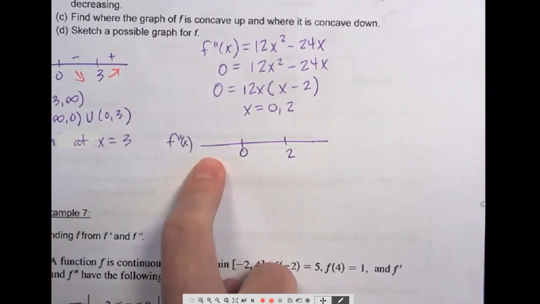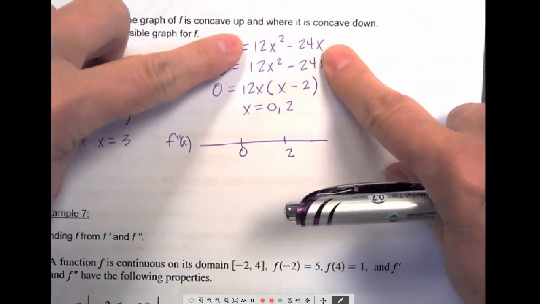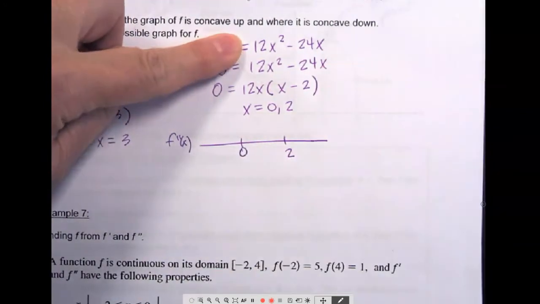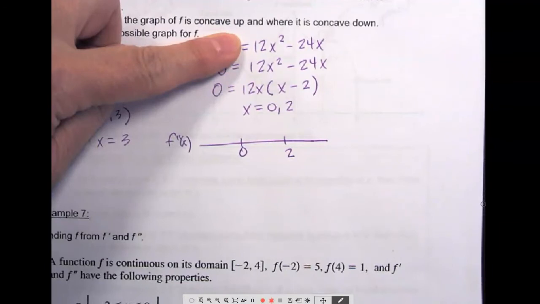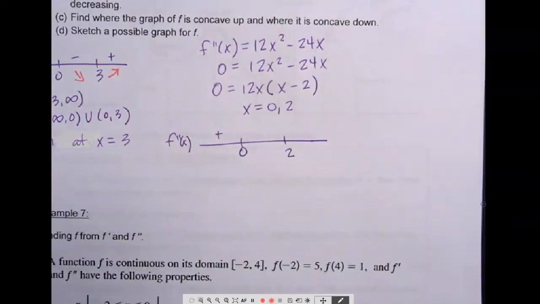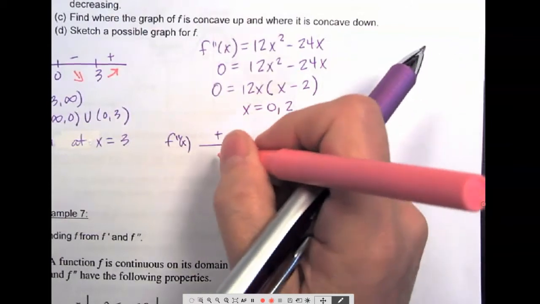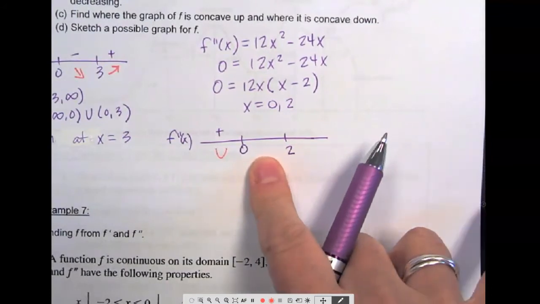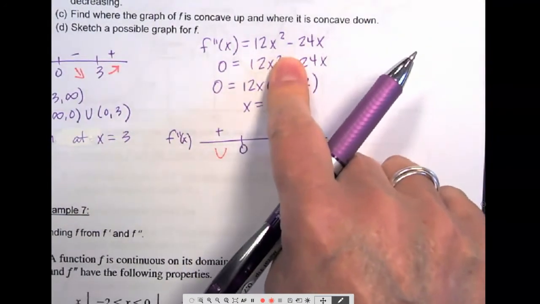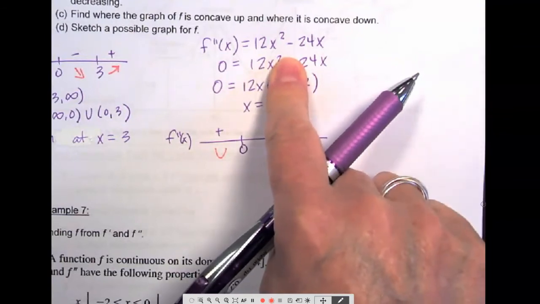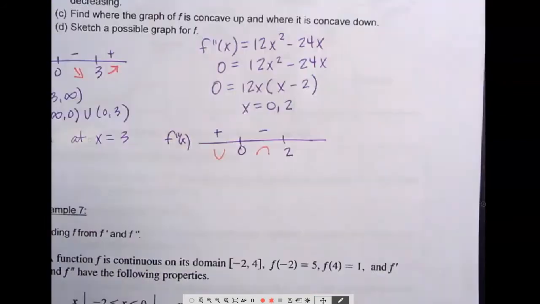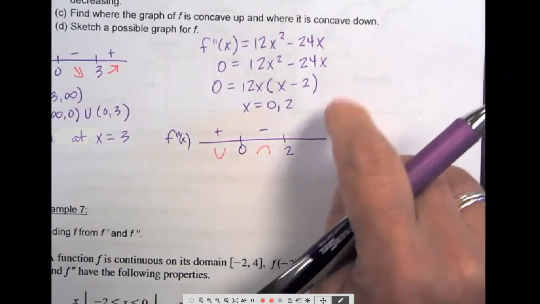Okay, so when I pick these points to test, I'm plugging them into the second derivative. So let's take negative 1. Plug it in, tell me, do you get a positive or a negative? Positive. Tells me what about the graph? Concave up. Okay, definitely I would use 1 here. Sub 1 in, tell me what you get, positive or negative. Okay, which indicates concave down. And then let's sub in 3.